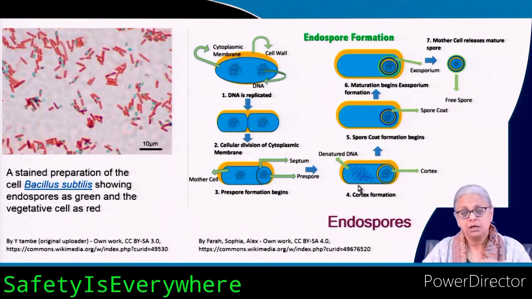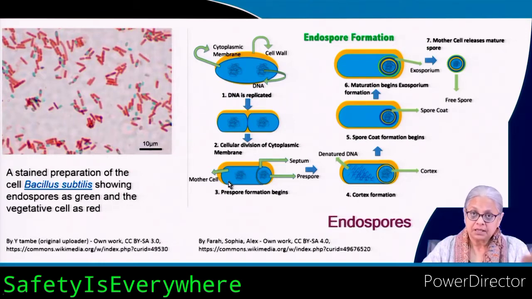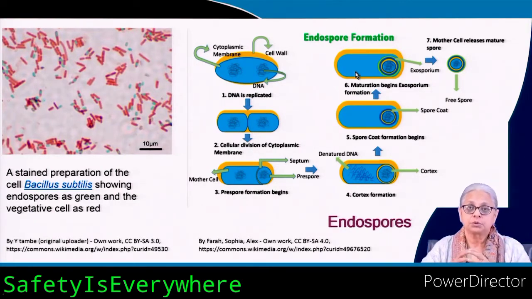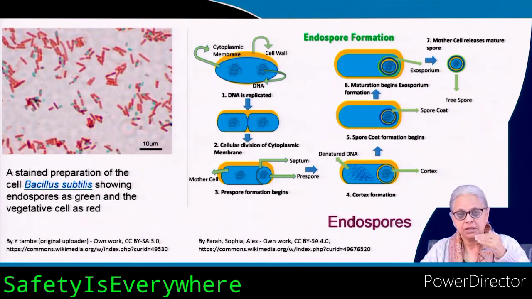In the next step, a cortex is formed around the spore. So this DNA has been protected by the formation of the cortex. The DNA in the mother cell has been destroyed because the mother cell is no longer producing. The spore coat is formed, and this endospore is now mature enough to survive in the environment, provided the exosporium or the final coat is there. So you have layers. You have the cortex, the spore coat, the exosporium, and when it is released, it's your independent endospore.